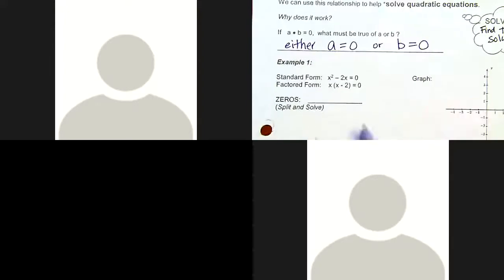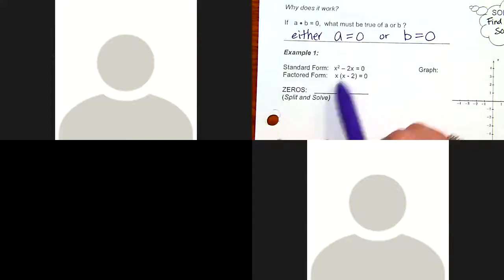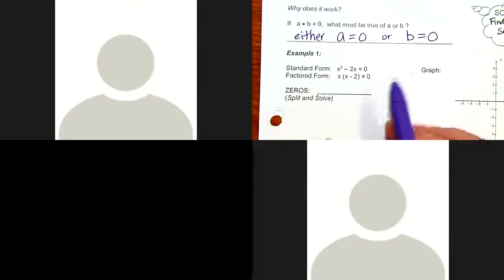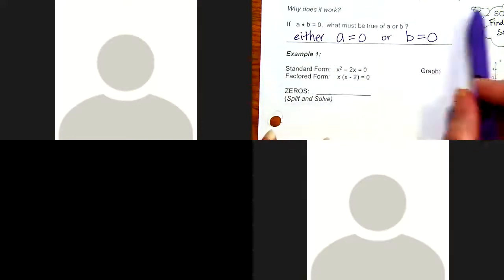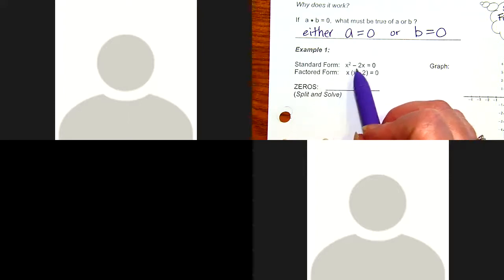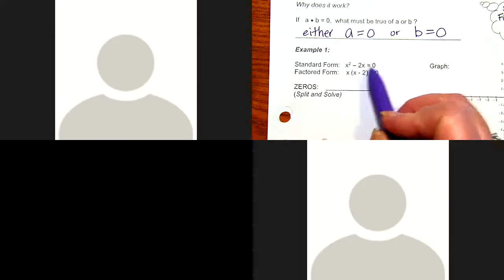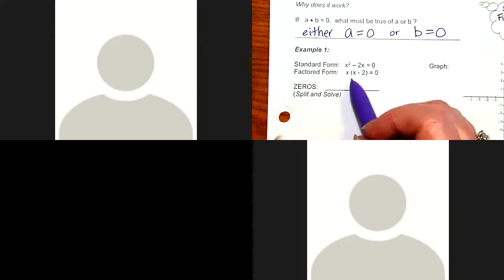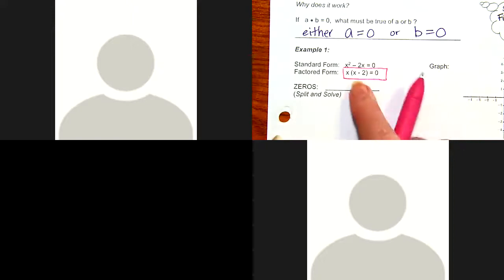So again, for a minute, we're going to use this little trick to solve this equation. This particular equation is written 2 different ways. The first one is standard form, x squared minus 2x equals 0. And then I factored it. I want you to focus on the factored form. That's where we're working from.